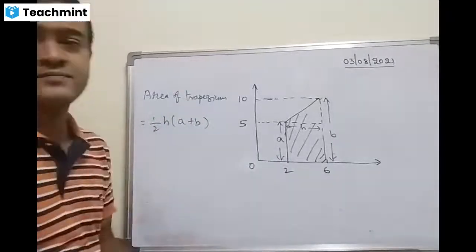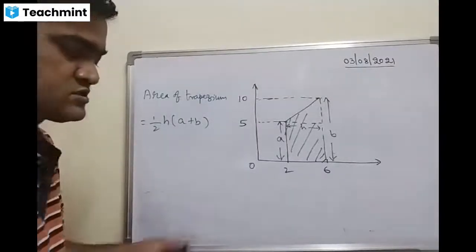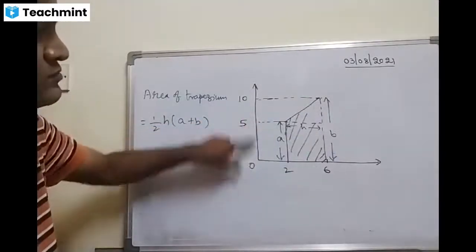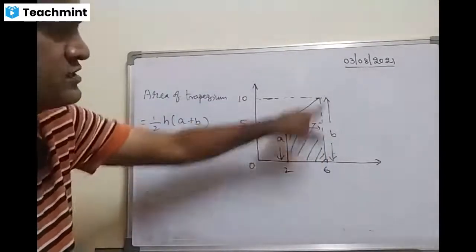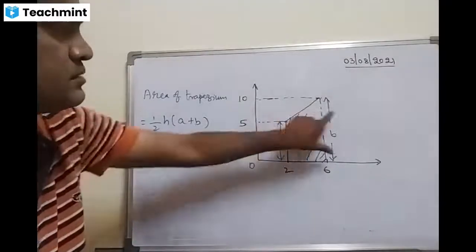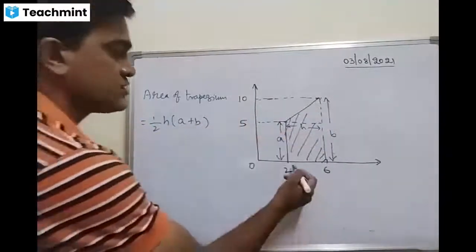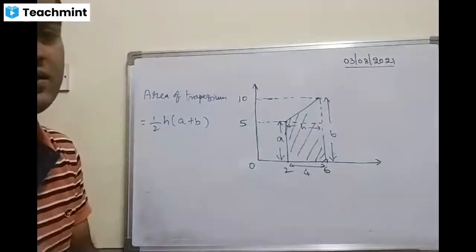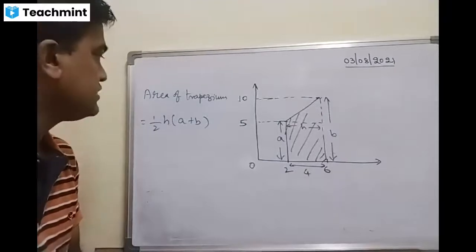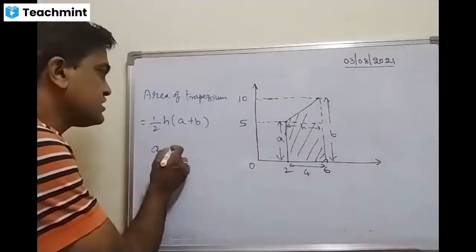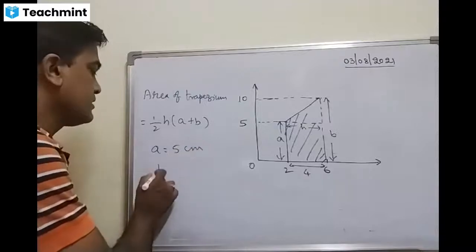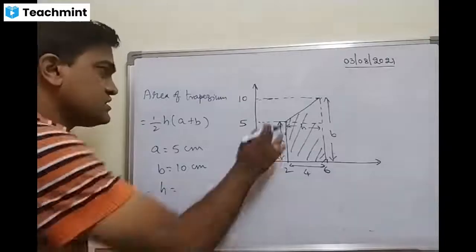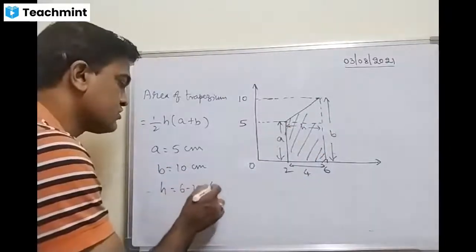Now what is the value of A in this? The value of A is 5 and the value of B is 10, because from the origin the total length is 10. H is nothing but 6 minus 2, which is equal to 4. So A is equal to 5 centimeters, B is equal to 10 centimeters, and H is equal to 6 minus 2, which is 4 centimeters.